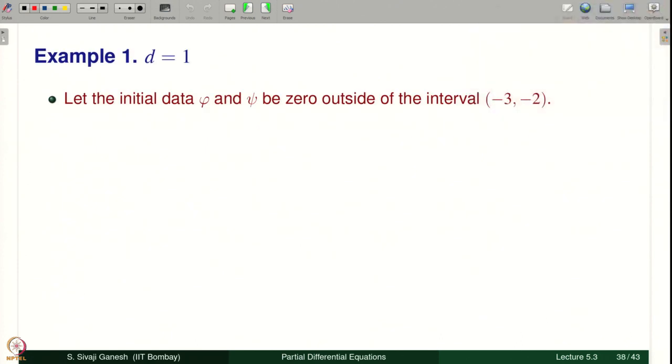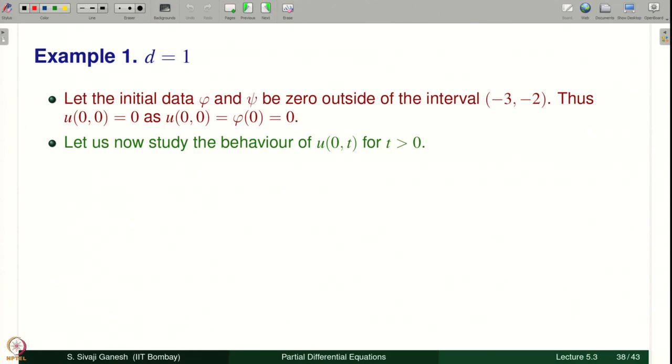So, let us consider d equal to 1. Let the initial data phi and psi be 0 outside the interval minus 3 comma minus 2. Therefore, u of 0, 0, that is x equal to 0, t equal to 0, is actually phi of 0. 0 is not in this interval, therefore phi is 0.